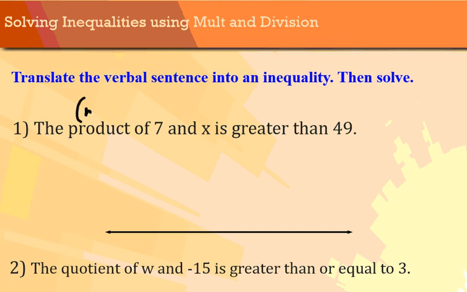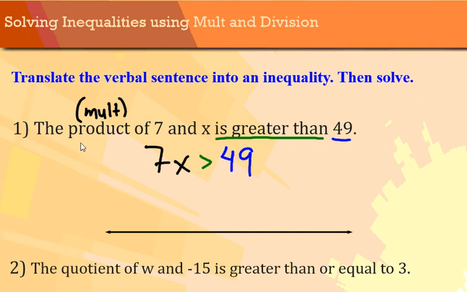Product means multiplication. So the multiplication of 7 and x, so 7 times x, is greater than 49. So when I translate this statement, it looks like this. So the product of 7 and x, I've done in black, is greater than 49. Now I just solve it. Divide both sides by 7, divide both sides by 7. I get my final answer that x is greater than 7.